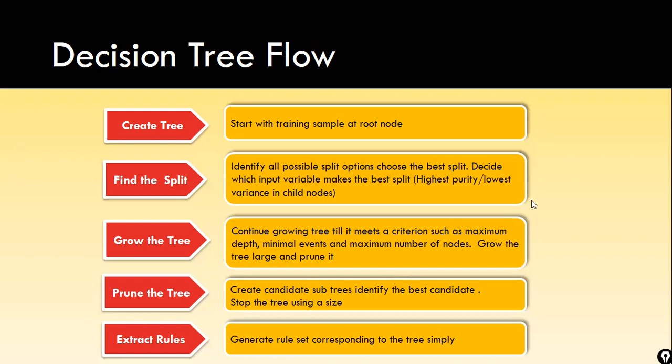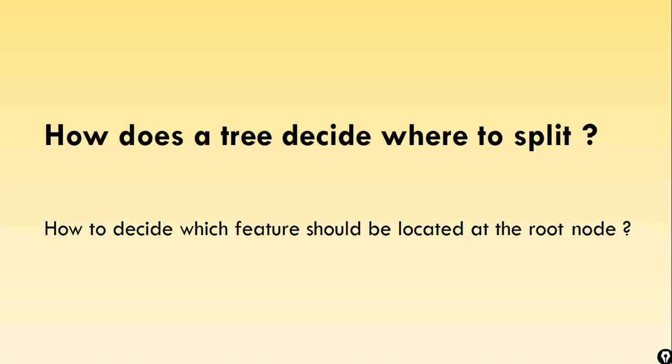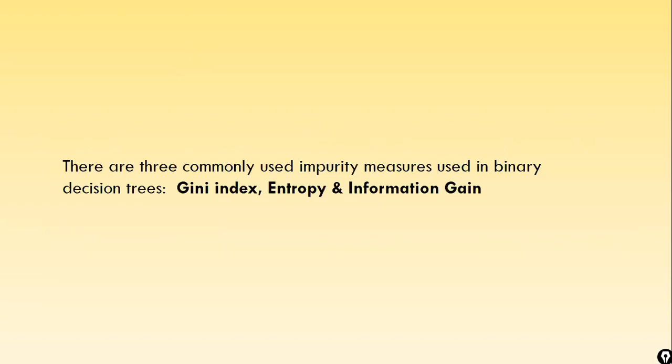Now the question is, how does a tree decide where to split, or which column should be used as the root node, which one should be used as an immediate branch node, and so on? How to decide which feature should be located at the root node? That is the question now. There are three commonly used impurity measures in binary decision trees: Gini index, entropy, and information gain. You can use either Gini, or entropy and information gain. It can use any one of them to decide where to split.